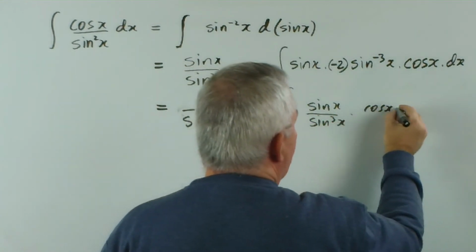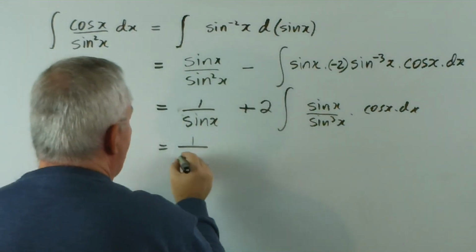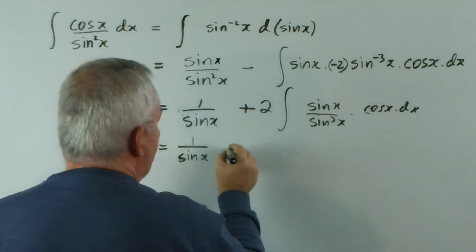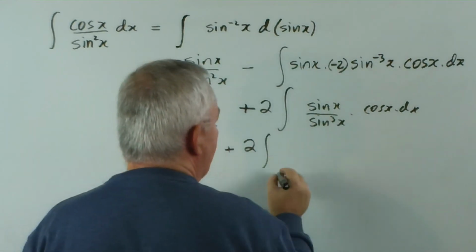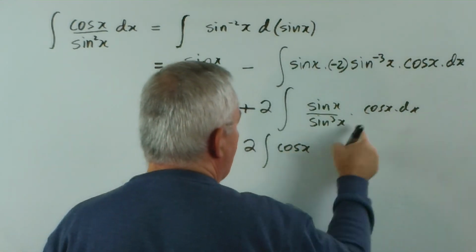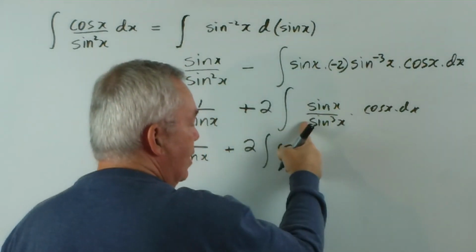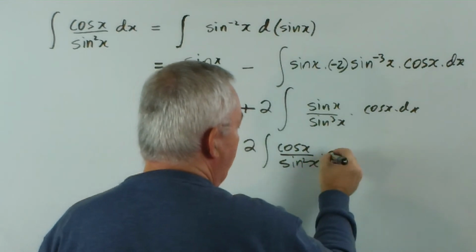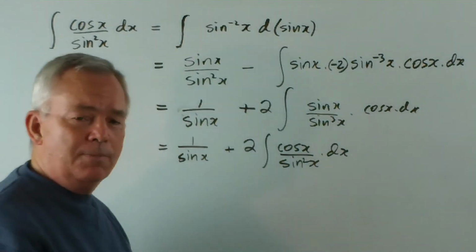Times cos x dx. I hope you can see where this is going. I just hope I haven't used up too much board space. 2 times the integral of cos x, I'm going to put that first, and this sine divides into then leaves sine squared. Now lo and behold, same function.